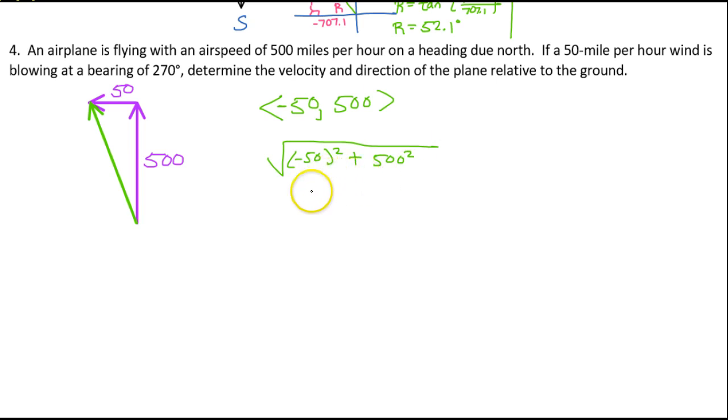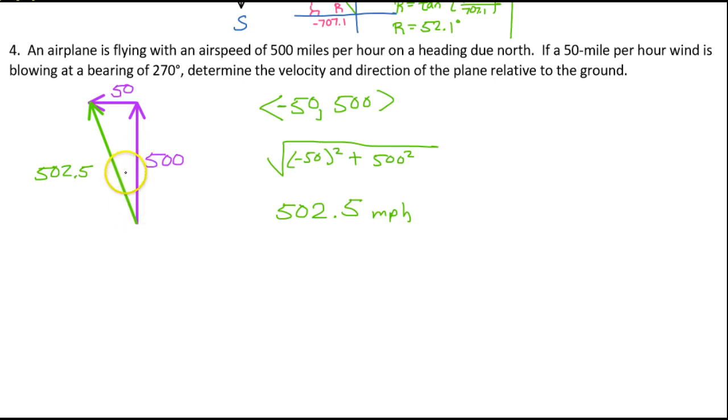So just put that in your calculator, see what you get. That turns out to be 502.5 miles per hour. So we just found the speed of the plane relative to the ground, 502.5. Now, we're going to need the direction.